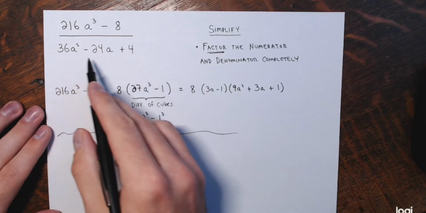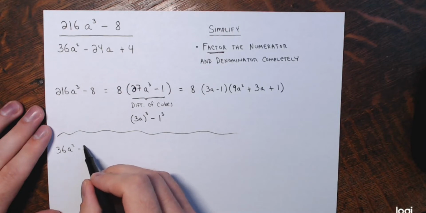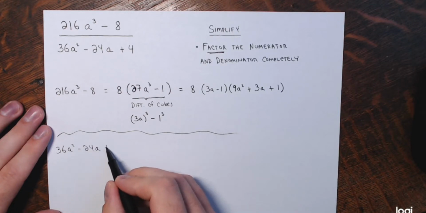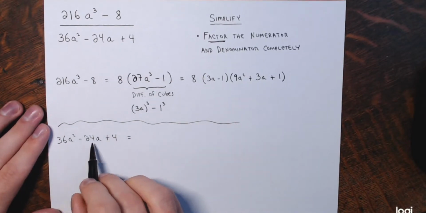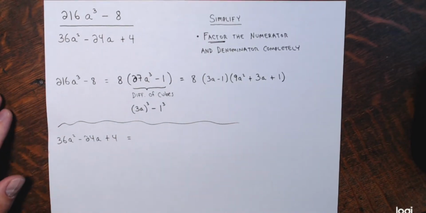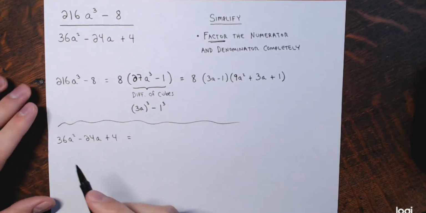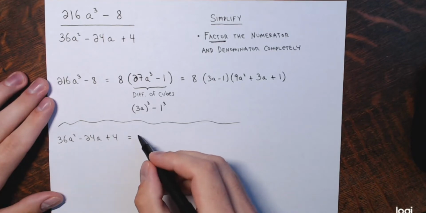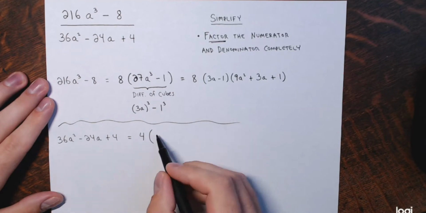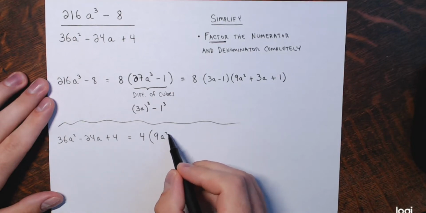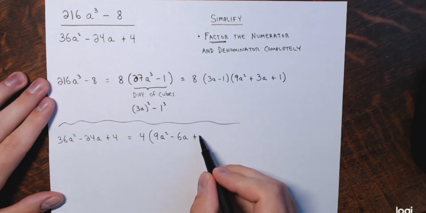Let's look at the denominator now, right? 36a squared minus 24a plus 4. And same thing, first thing I look for is, do all the terms in the polynomial have a common factor? And in this case, that common factor would be the number 4. 4 gets pulled out, and what would be left over would be 9a squared minus 6a plus 1.